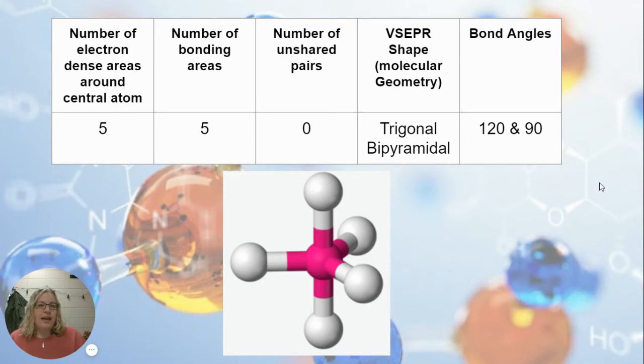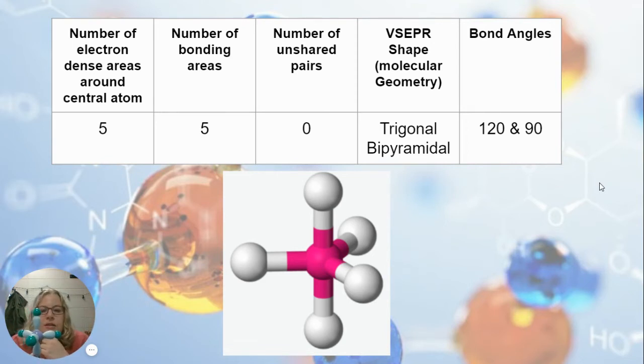You will see with elements that have expanded octets that their number of electron dense areas can go up to 5 and 6. And so if we have 5 electron dense areas and 0 unshared pairs, you get this crazy shape here. Okay, I'll rotate it this way. So it looks kind of like if trigonal planar and linear merged and had a baby. It's actually called trigonal bipyramidal. So this is when you have 5 bonds and 0 unshared pairs. So what happens is you have trigonal planar and linear together.